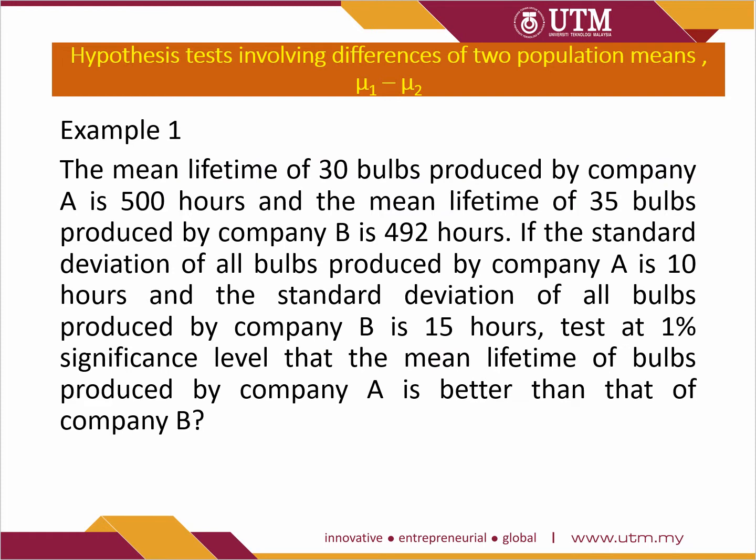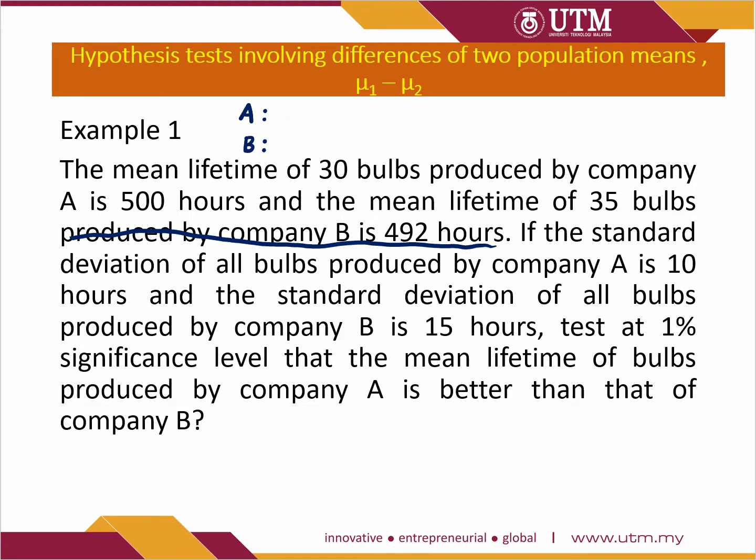Now let's go through example 1 for the first case. Given the mean lifetime of 30 bulbs produced by company A is 500 and the mean lifetime of 35 bulbs produced by company B is 492 hours. So here we have bulbs produced by two companies, the first from company A and the second from company B.